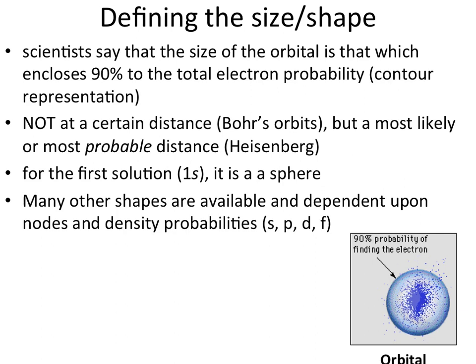So the first solution from Schrödinger's equation was for the 1s orbital, and it's spherical. It looks like this, and there's a 90% probability of finding an electron along this sphere. However, there are many other shapes available, and these shapes are derived from the nodes and the density probabilities. S, P, D, and F orbitals are what we're going to need to know for this class, and you should be able to identify their shape and their various orientations.